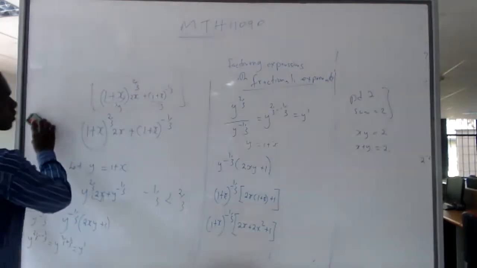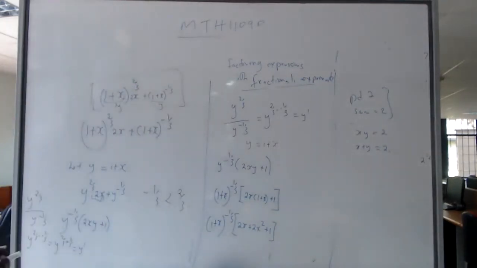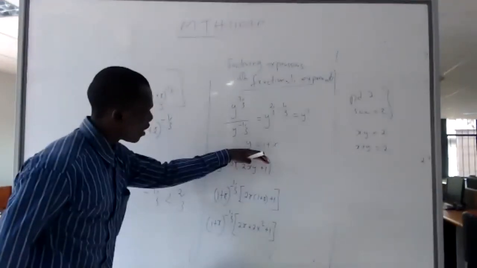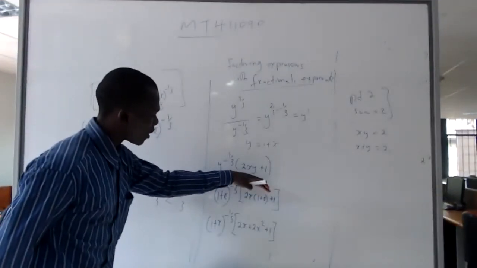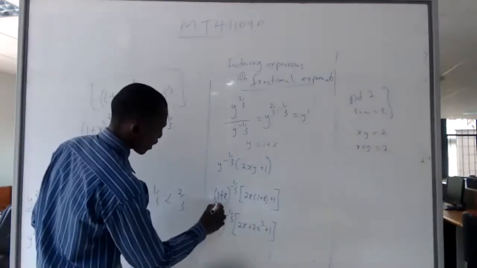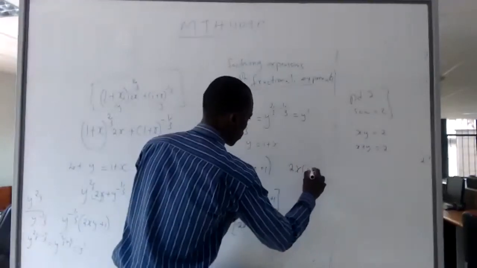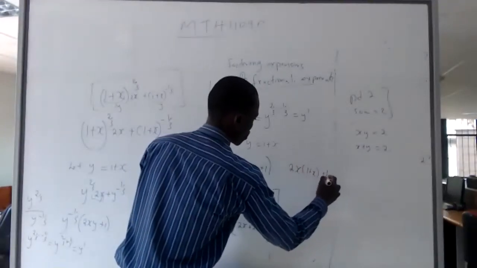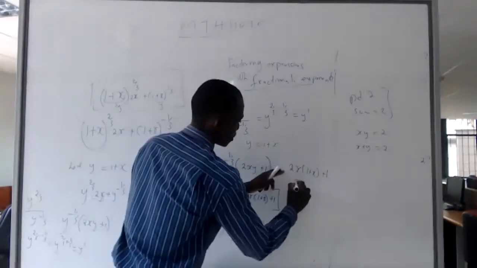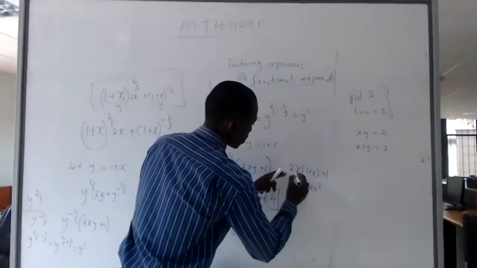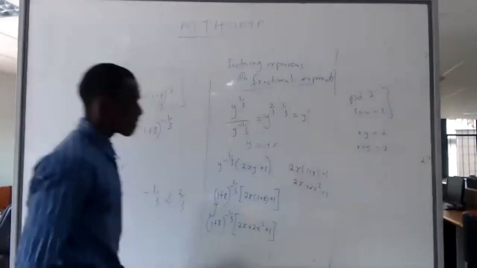Excuse me, sir. Sorry, but could you please explain how you got to that answer? Just this last part. This first part is okay. I just did the expansion. So I have 2x into 1 plus x plus 1. 2x times 1 is 2x. 2x times x is 2x squared. And then last is 1.